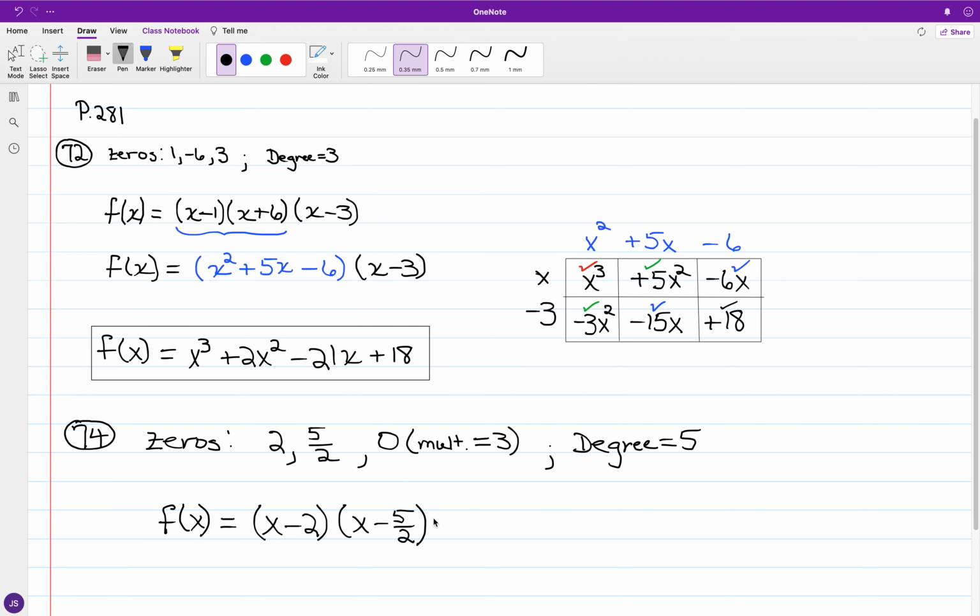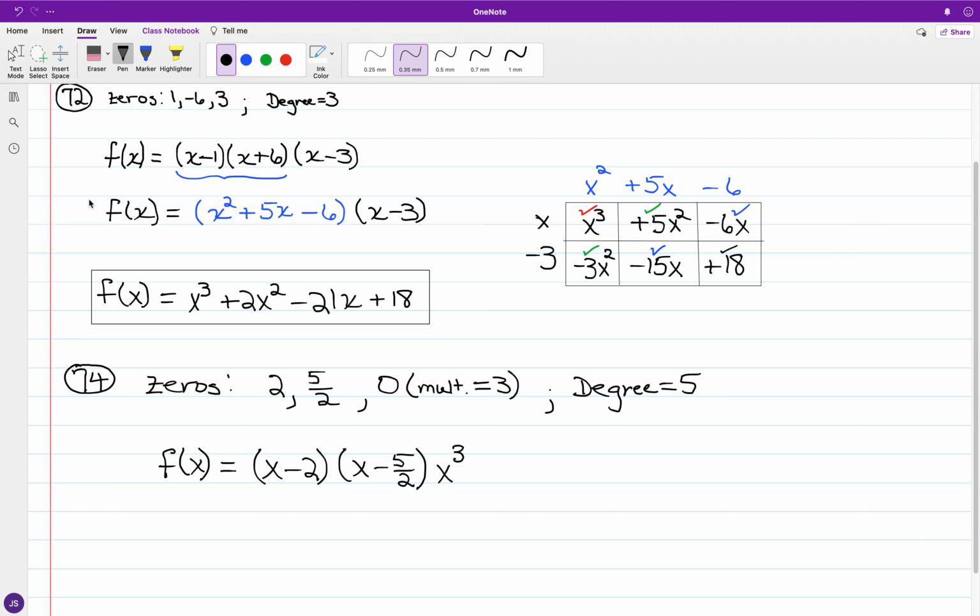And from 0, now I have just x for now. And since 0 is a zero with a multiplicity of 3, the corresponding factor will not be just x, but x raised to the third. And now I can multiply these terms as they are presented throughout.